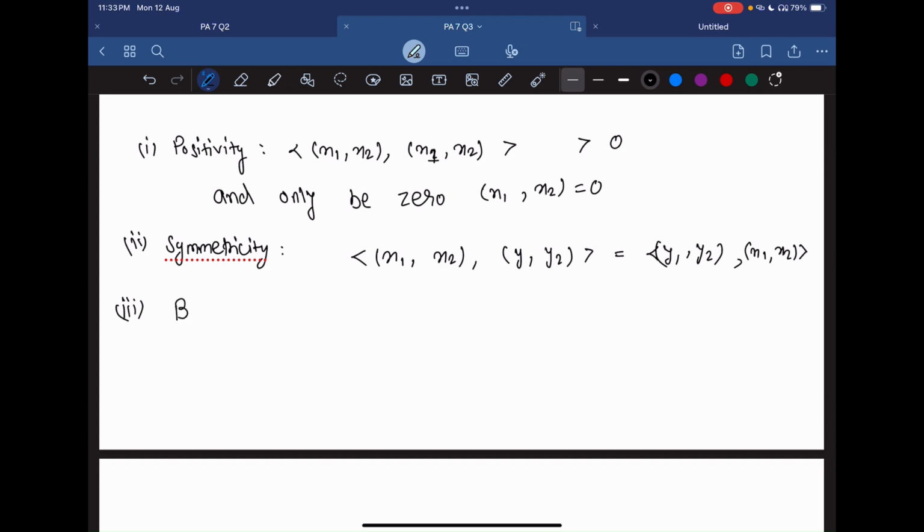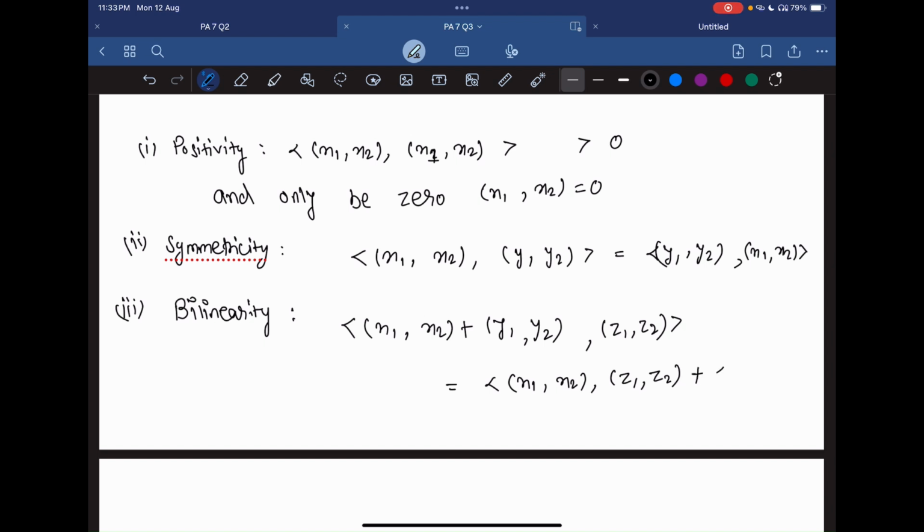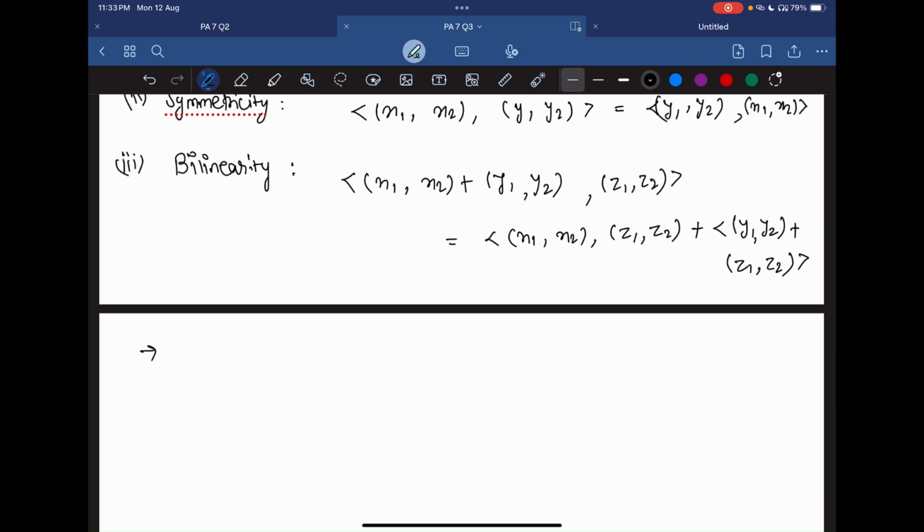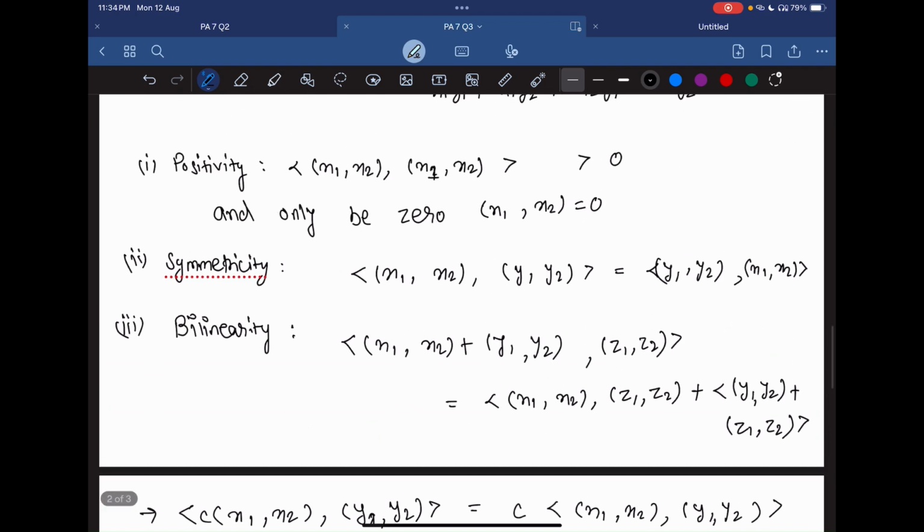Now third is bilinearity, that is inner product of x1, x2 plus y1, y2 with z1, z2 the same as inner product of x1, x2 with z1, z2 plus inner product of y1, y2 with z1, z2. And there's one second part of bilinearity, that is inner product of c times x1, x2 with y1, y2 the same as c times the inner product of x1, x2 with y1, y2. So if any function satisfy all these conditions, then it is an inner product.